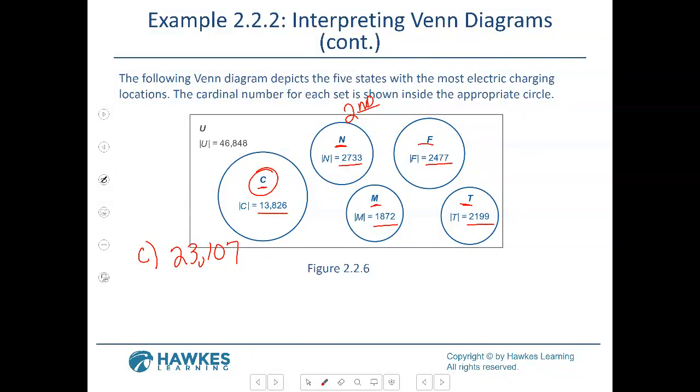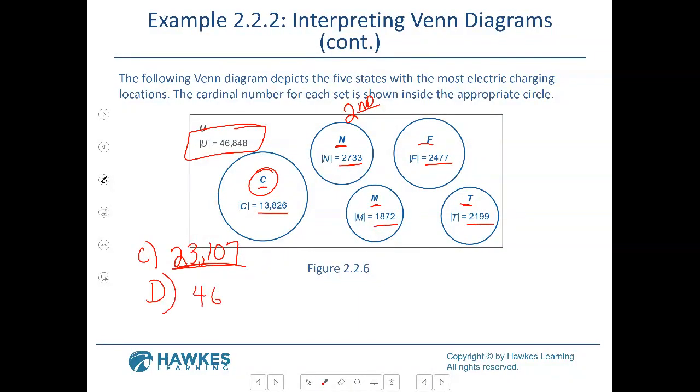Now, part D asks, how many charging locations are in the United States but are not in one of the 5 states in the diagram? So in order to find that, you take the universe, because that is how many in the total United States altogether, and minus the 5 that we totaled in part C.